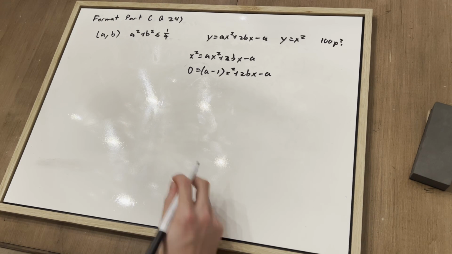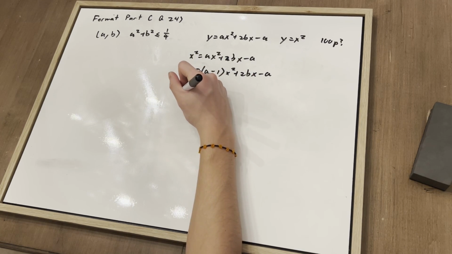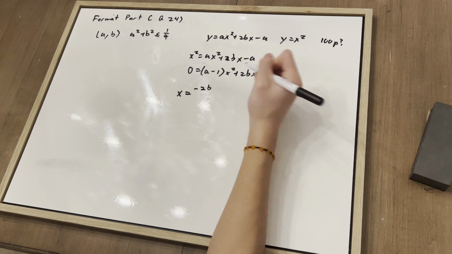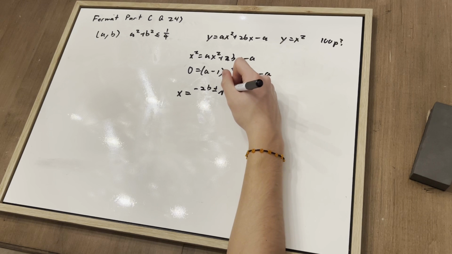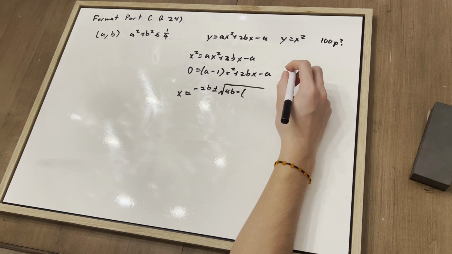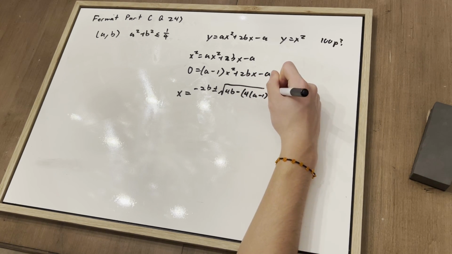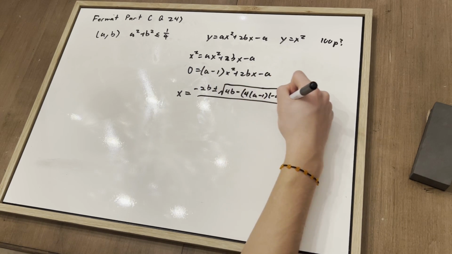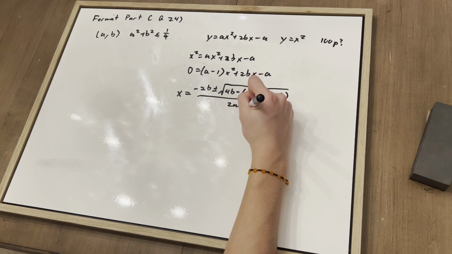So from here, we should instantly see that this is a quadratic equation. And we can actually solve for x by getting x equals negative b, which in this case is negative 2b, plus or minus the square root of (2b) squared, or 4b squared, minus 4ac. So we get 4 times (a minus 1) times negative a, which gives us our 4ac. And at the denominator, we get 2a, which is 2a minus 2.